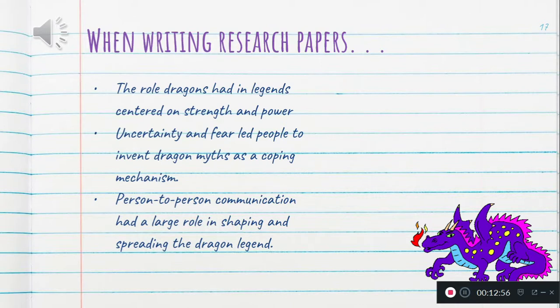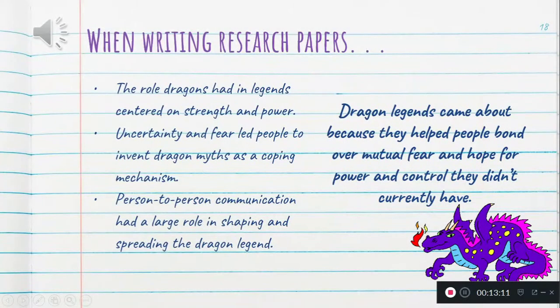So, what do these 3 conclusions have in common that we can put together and develop upon and beyond what our first original 3 sources say? Thus, our synthesis goes like this. Dragon legends came about because they helped people bond over mutual fear and hope for power and control they didn't currently have. We got to this because each of our 3 points from our 3 sources says 1 or 2 of the items mentioned here, so we put those 1 or 2 from each bullet point and get the final synthesis on the right. So that's what you should do when you synthesize.